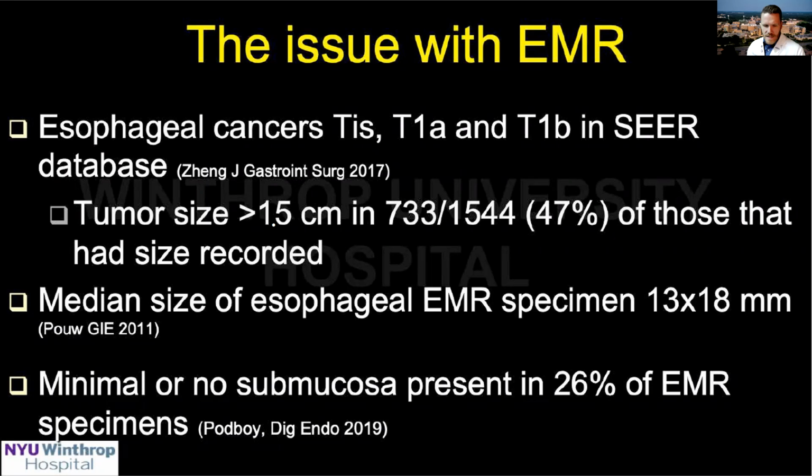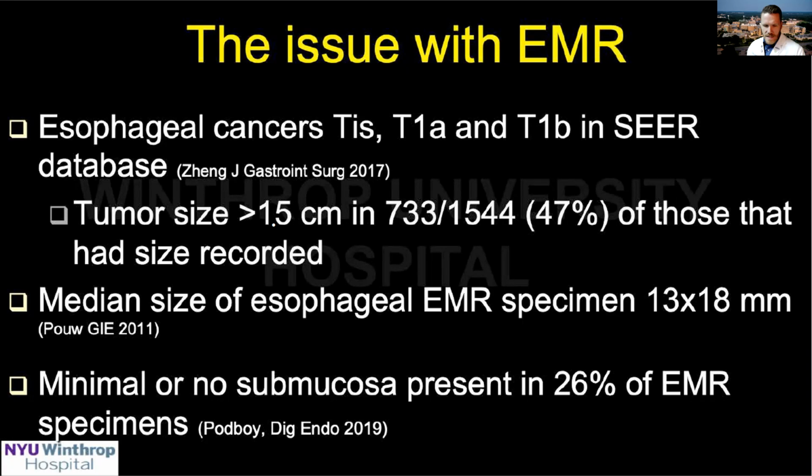Building on that, in the SEER database, the tumor size in about half of esophageal cancers is over 1.5 centimeters, or over 15 millimeters, which we know is about the limit. This study from 2011 categorized that, and that's the limit set in the guidelines, usually, for using EMR. So that means more than half of these early stage mucosal or early submucosal esophageal lesions are not going to be amenable to EMR resection.